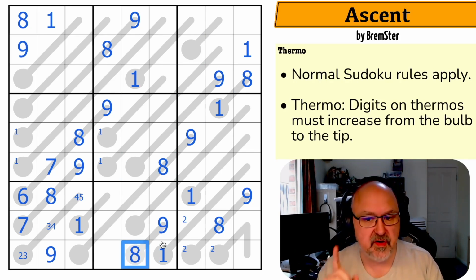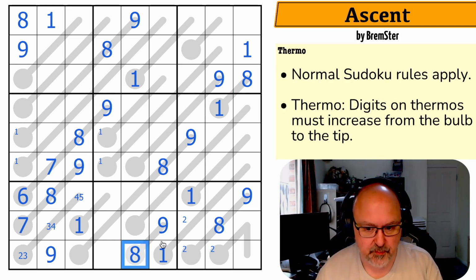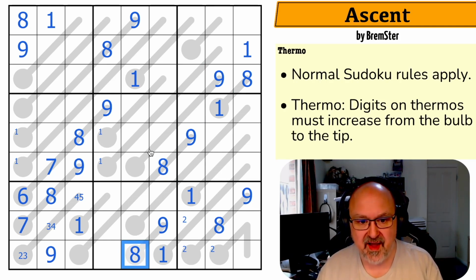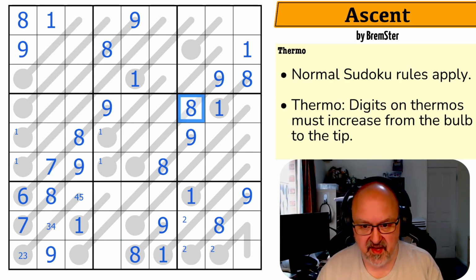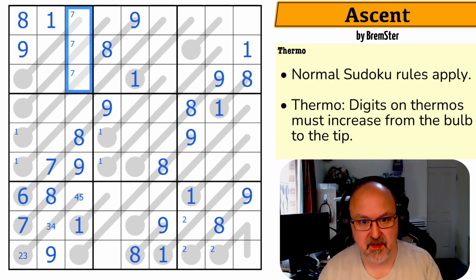That was cool. I probably could have done this a different way, but I'm comfortable with what I'm doing. Oh no, I haven't got all the 8s. There's an 8 right there. Now I've got all the 8s. Now I probably want to look at 7s, because 7 is up here somewhere.